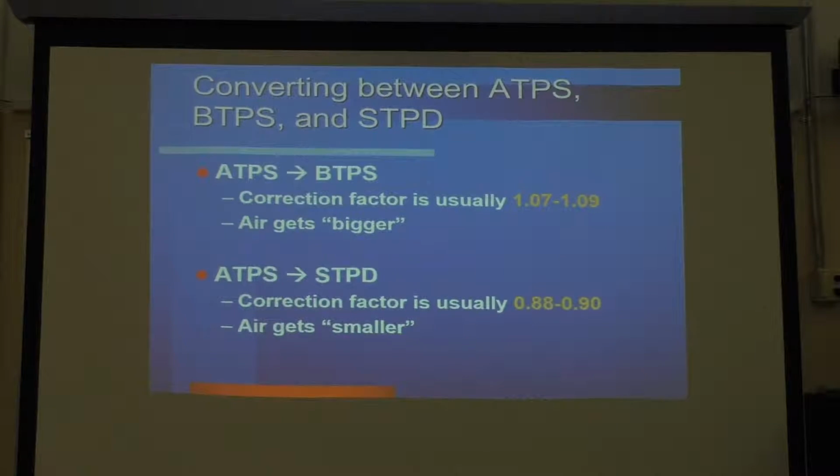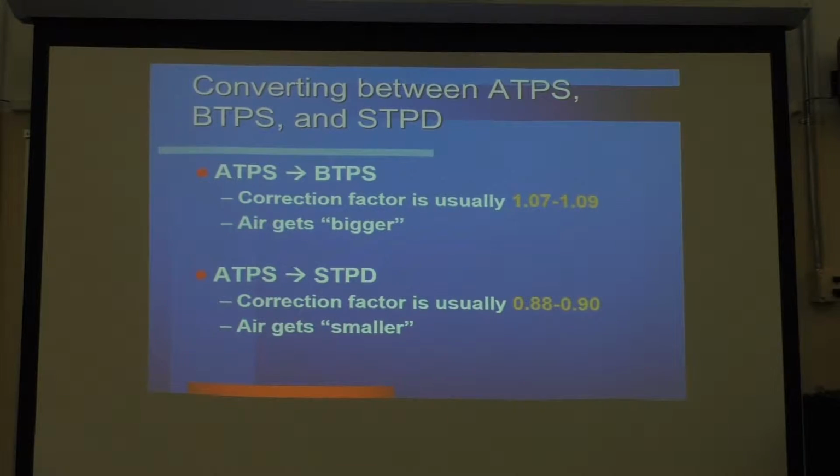So that volume will be measured in ATPS by the spirometer, but we'll need to apply a correction factor to get it into BTPS terms to reflect that it was a volume expired from our body. And so actually, that error will get bigger once we apply that correction factor. Now, how much bigger? That depends on the temperature difference and pressure difference between the ambient condition and our body, which remains relatively fixed. And you can see we have the opposite, which is true when we are converting from ATPS to STPD.